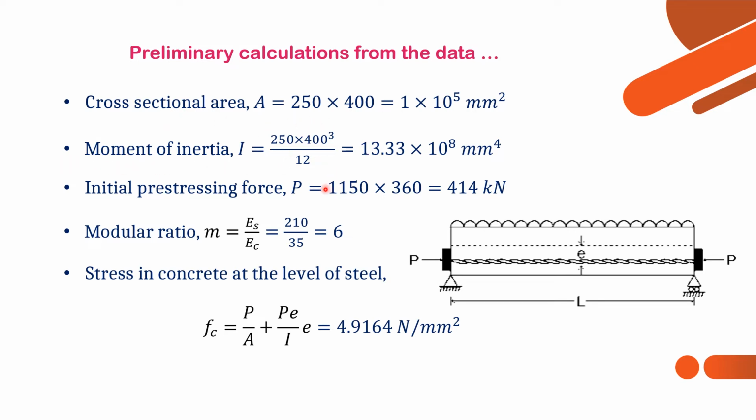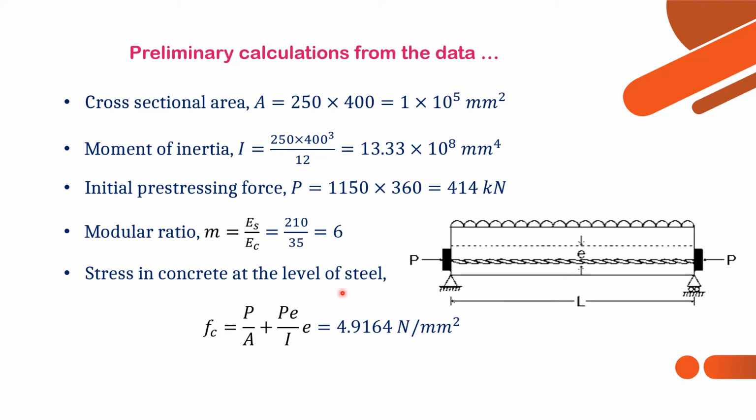moment of inertia BD cube by 12, and initial prestressing force, that is nothing but initial stress into the area of tendon, or the area of high tensile wires used in this problem. And modular ratio is the Young's modulus of steel divided by Young's modulus of concrete. This data is already given, so upon substituting we get the modular ratio as 6.